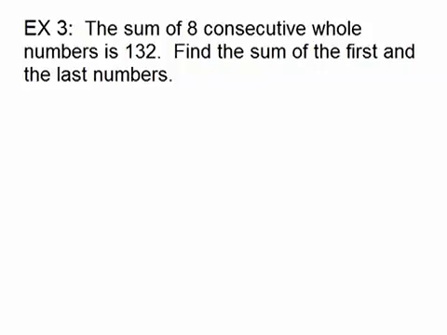All right, example 3. The sum of 8 consecutive whole numbers is 132. Find the sum of the first and the last numbers. Well, since we have so many numbers and they are in consecutive order, this is a good example for creating an equation to solve the problem. So let's start by defining our unknowns, which in this case are the 8 consecutive whole numbers. We cannot assume the first number is 1, so we have to use a variable for it, say n. So I'll call the first number n.